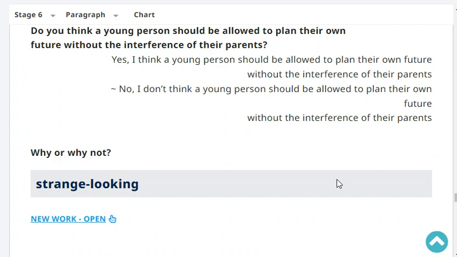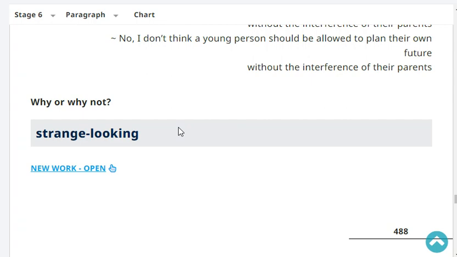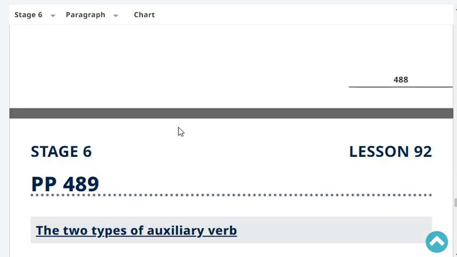Do you think a young person should be allowed to plan their own future without the interference of their parents? Yes or no? Yes. I think a young person should be allowed to plan their own future without the interference of their parents. Why do you think so? Because it's their life. Oh, very good. Good reason.